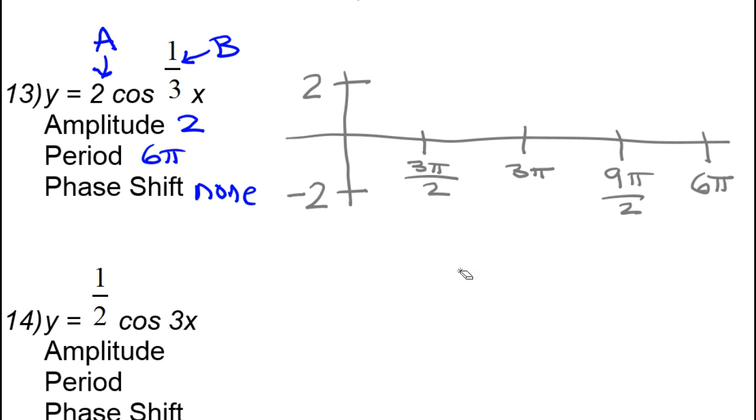Okay. And then I just sketch a cosine graph using the usual pattern. So cosine starts off at its highest value, falls to the midline, then goes to its lowest value, back to the midline, and finishes at its highest value.